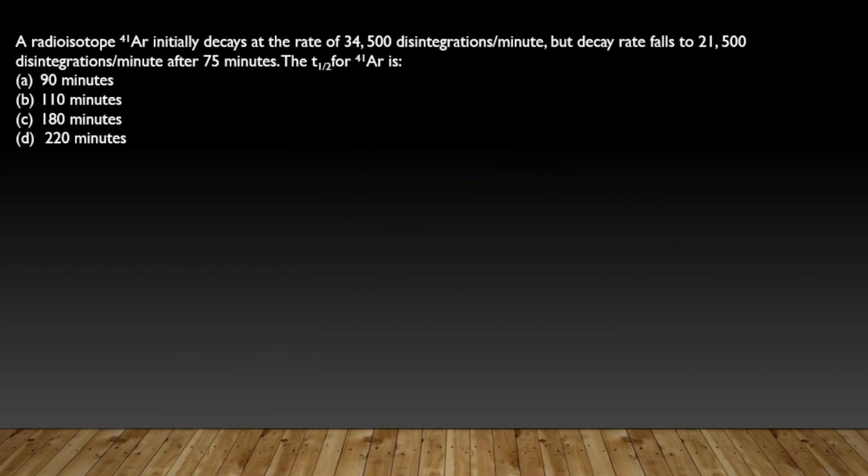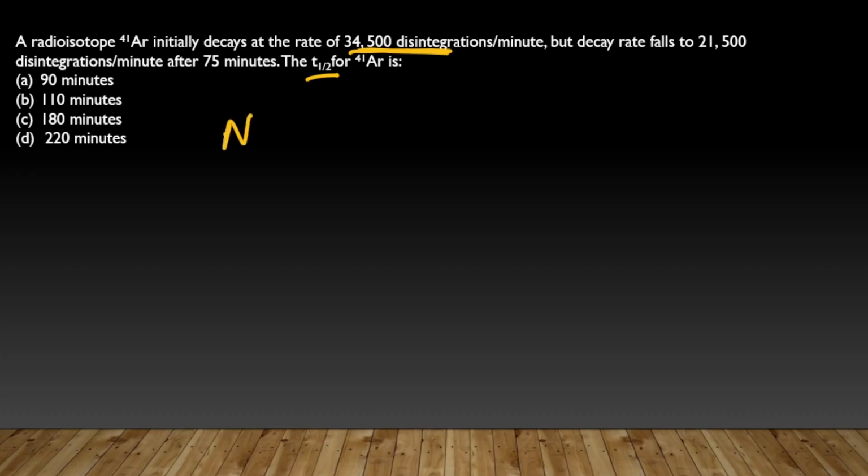Okay. Next you have this one. It says a radioactive isotope of argon 14 is decaying at the rate of 34500 disintegrations per minute, but it falls to 21500 disintegrations per minute after time t. What is the t half value for this? Okay, so radioactivity follows first order kinetics. The initial decay is given to us, which means the initial activity is given and the final activity is given.